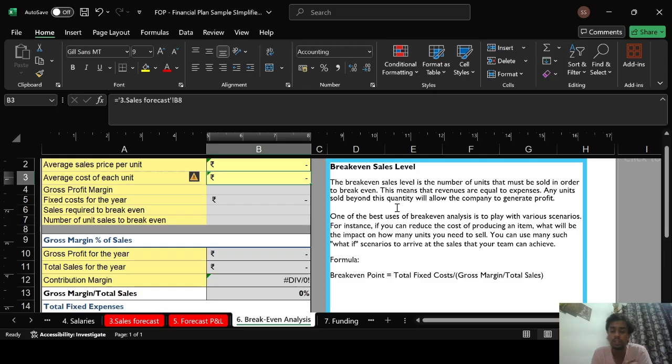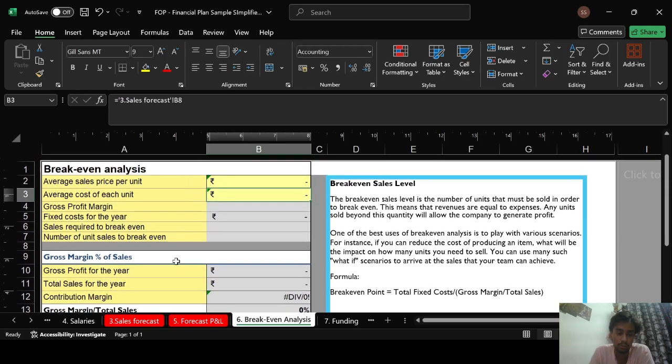One of the best uses of break-even analysis is to play with various scenarios. For instance, if you can reduce the cost of producing an item, what will be the impact on how many units you need to sell? You can use many what-if scenarios to arrive at the sales that your team can achieve. Formula: break-even point is the total fixed cost divided by the gross margin upon total sales.